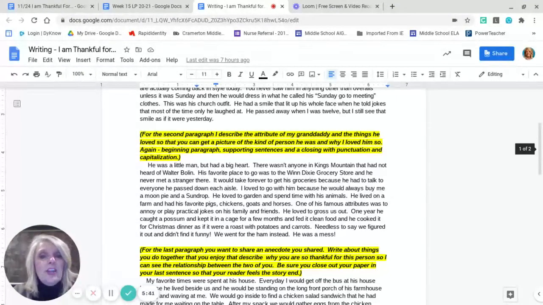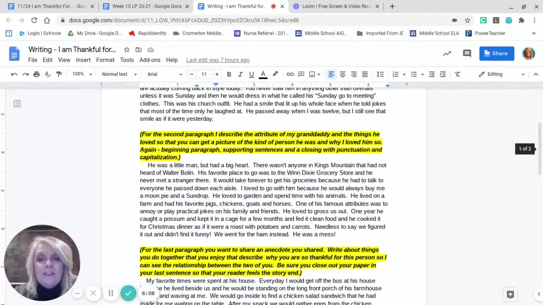His favorite place to go was to the Winn-Dixie grocery store, and he never met a stranger there. It would take forever to get his groceries because he had to talk to everyone he passed down each aisle. I loved to go with him because he would always buy me a moon pie and a sundrop. He loved to garden and spend time with his animals. He lived on a farm, and he had his favorite pigs, chickens, goats, and horses.